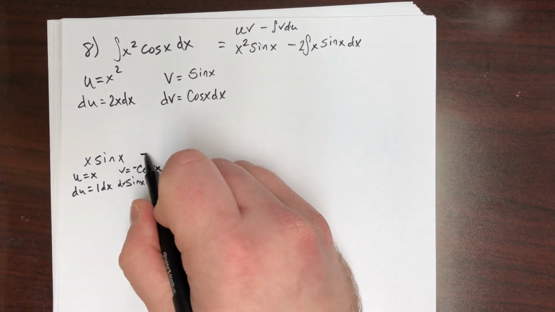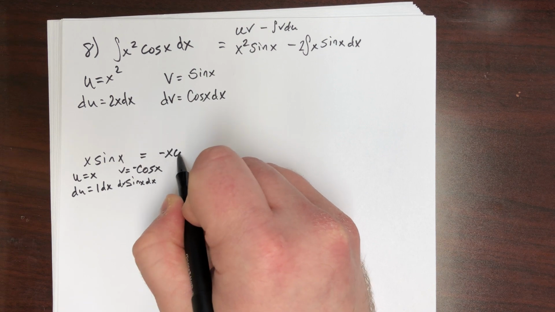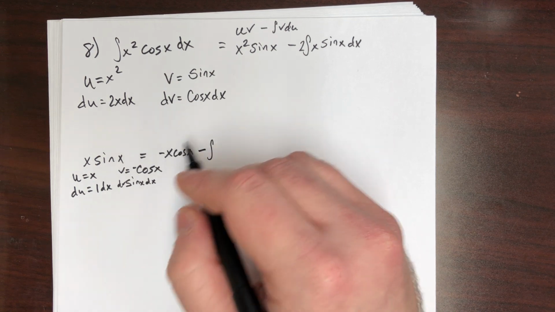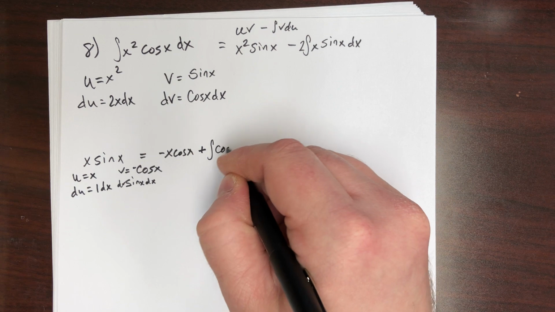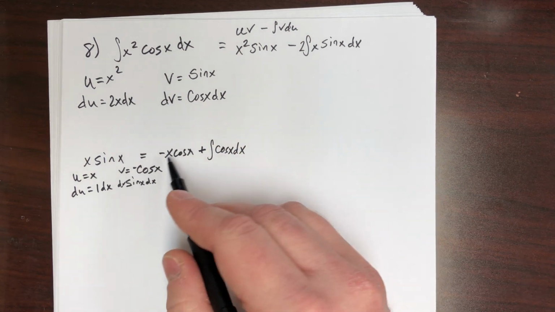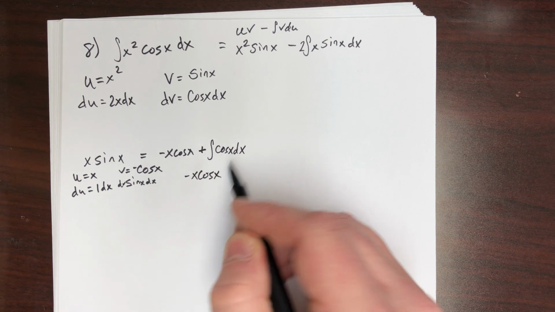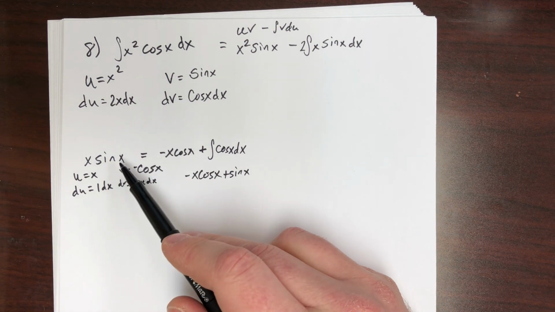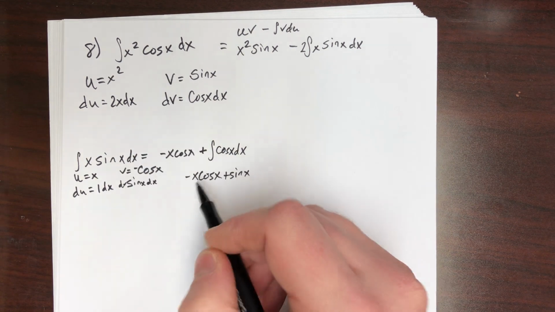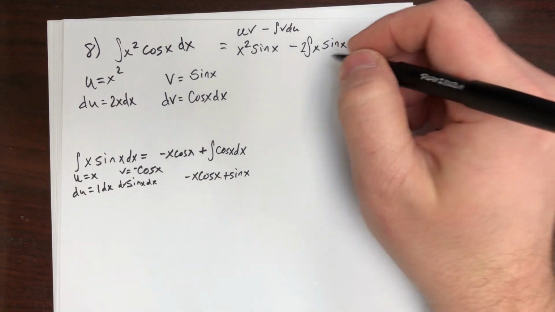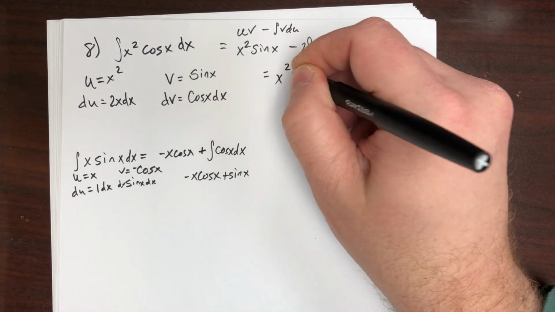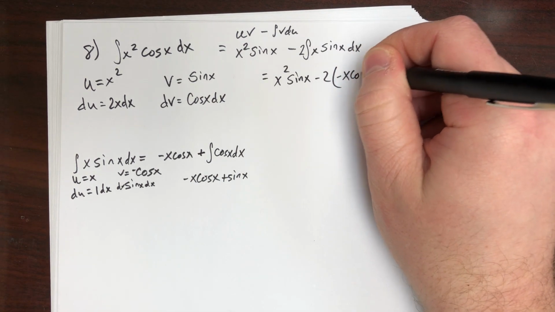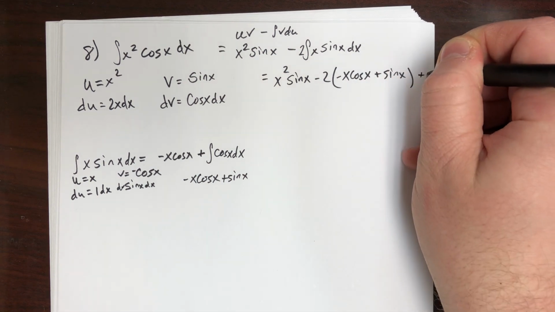So if I go in and replace everything here, uv is negative x cosine x minus integral of v du, negative cosine. du is dx. So then this is going to turn into negative x cosine x. Antiderivative of cosine is sine. When we take the antiderivative of that, we get negative x cosine x plus sine x plus c. So final answer for this whole thing here, I got x squared sine x minus a 2 outside of a negative x cosine x plus sine x, and then a plus c at the very end.